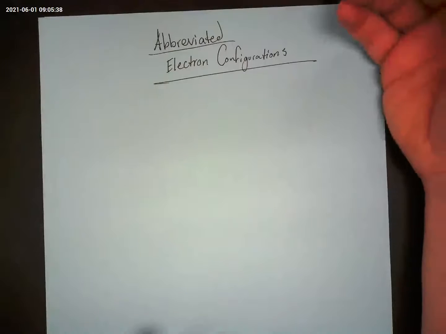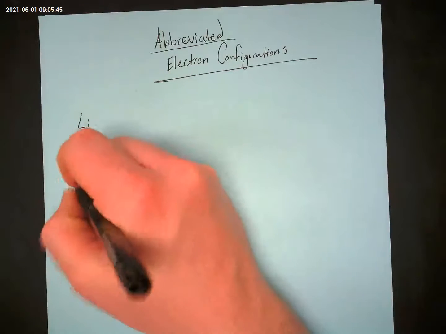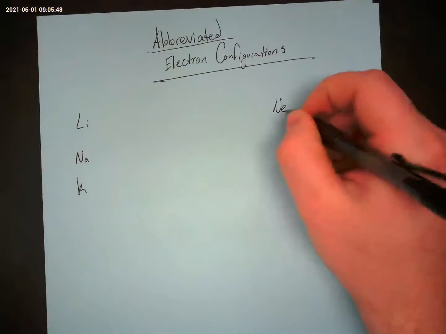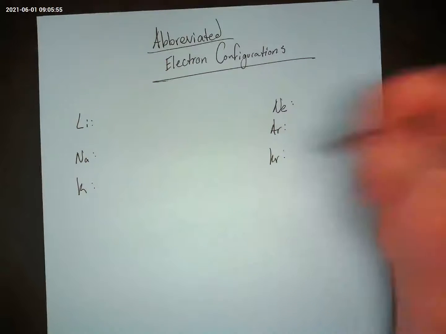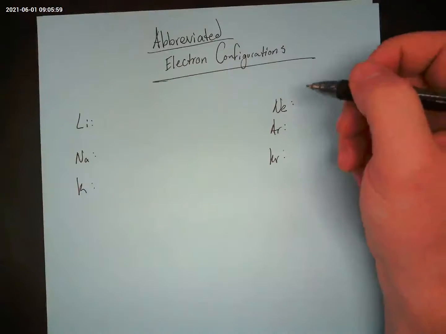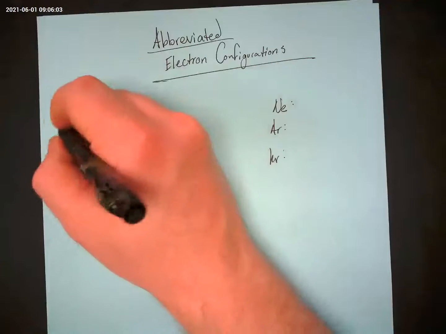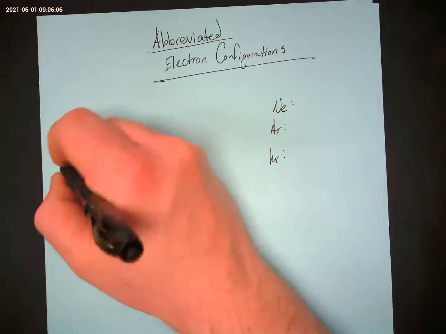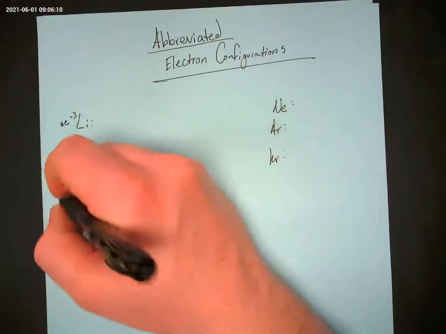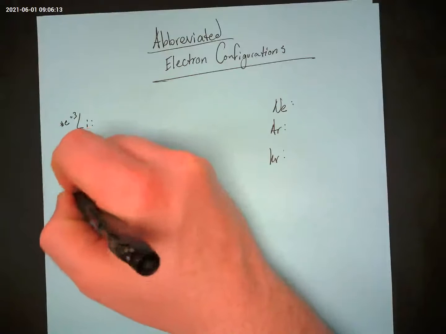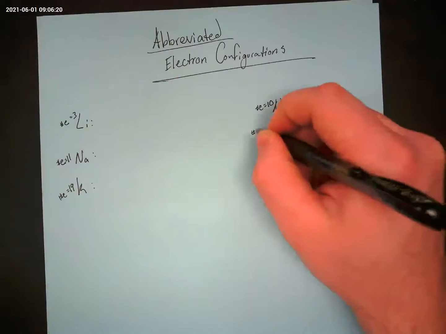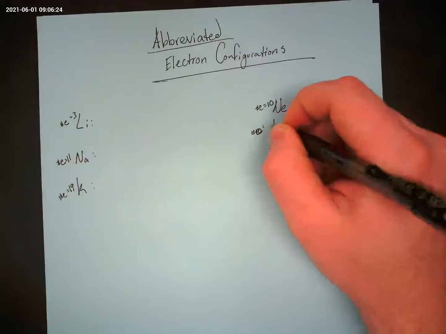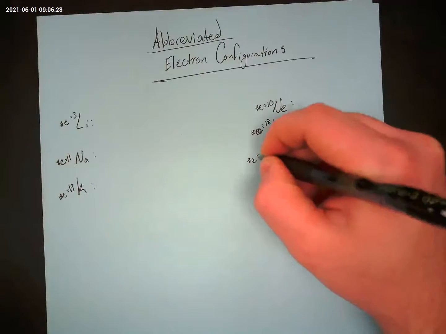What I want to do is look at a couple of electron configurations. Over here we're going to look at lithium, sodium, and potassium. And over here we're going to look at neon, then argon, and then krypton. To speed things up: lithium has 3 electrons, sodium has 11 electrons, and potassium has 19 electrons. Neon has 10 electrons, argon has 18, and krypton has 36.